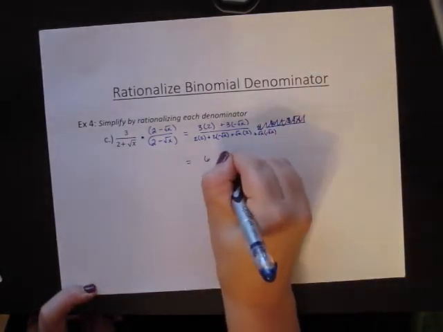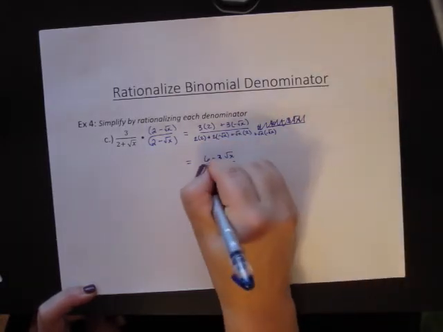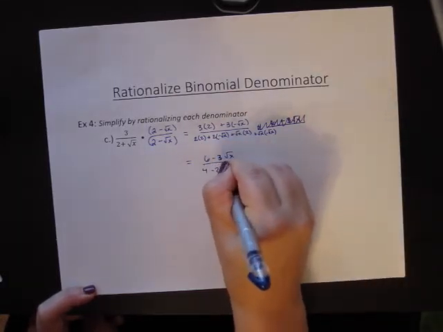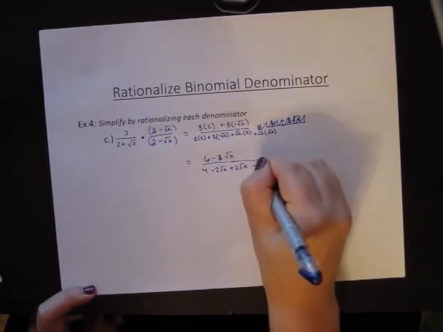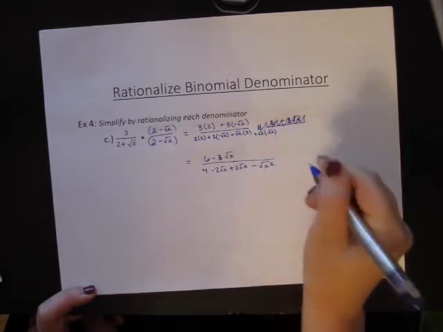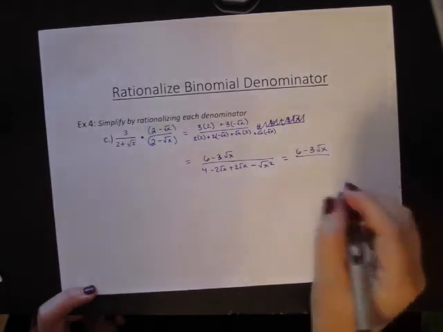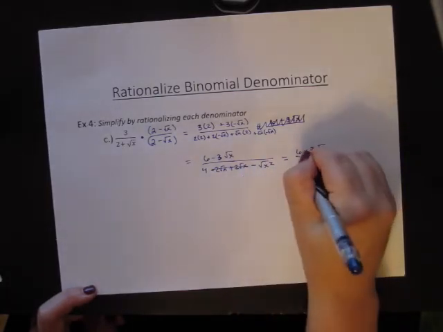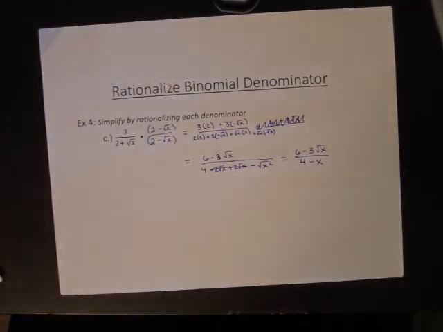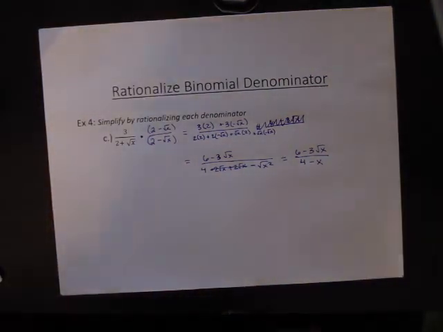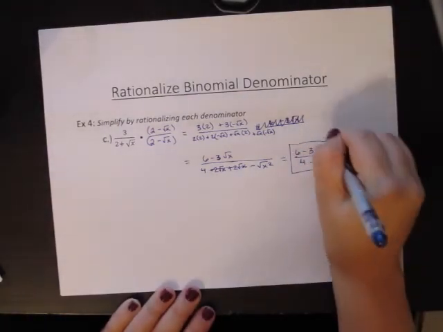So that'd be 6 minus 3 square root x. 2 times 2 is 4, minus 2 square root of x plus 2 square root of x, minus the square root of x squared. So that would be 6 minus 3 square root of x over, these cancel out, and I'm left with 4 minus x. Now, because there's a minus x in the denominator, there's nothing else that I can do to try to cancel anything out. So there's my answer.